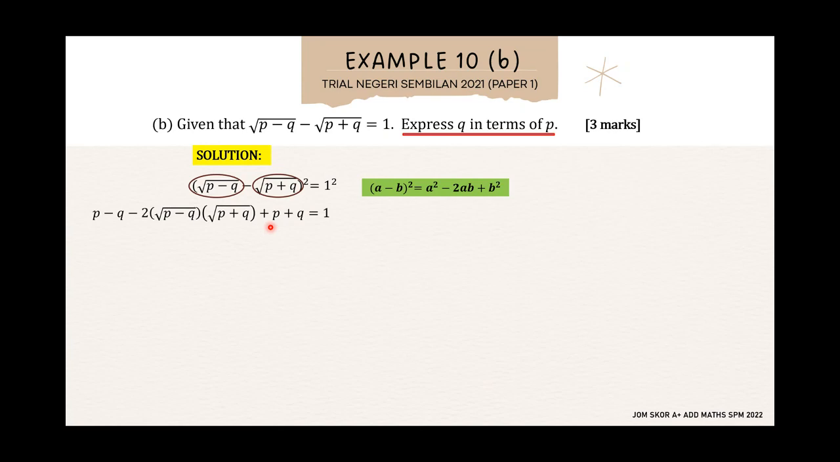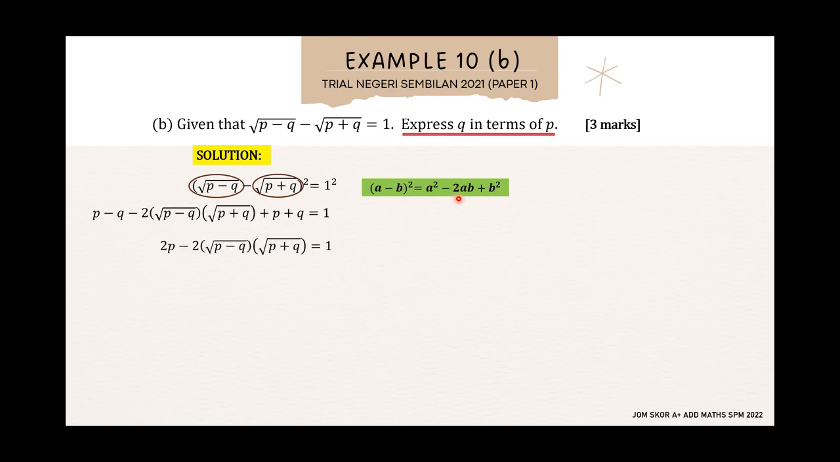Okay. Buat satu persatu. Kita denote A itu sebagai surd (P minus Q). Kemudian B sebagai surd (P plus Q). Okay. So remember, bila square root kita square kan, kita akan dapat nilai asal, P minus Q. Pun sama, square root of (P plus Q), square kan, kita akan dapat balik nilai P plus Q.